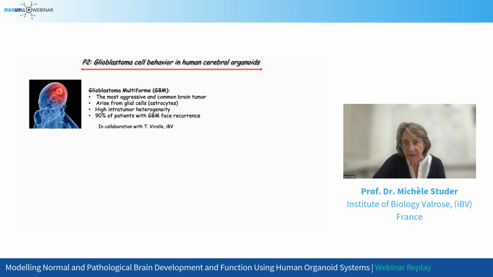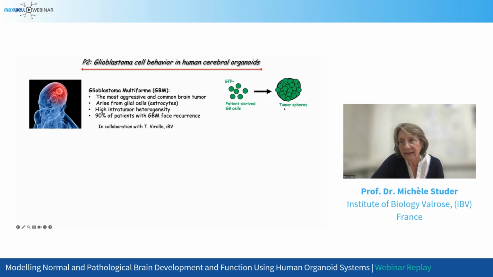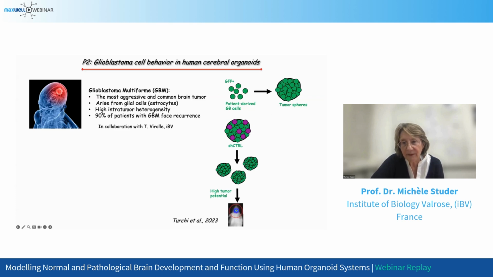This work has been done in collaboration with Thierry Virolle, our colleague at IBV. What he showed before is that, in collaboration with clinicians, he took some patient-derived glioblastoma cells, added GFP, produced some tumor spheres, and transplanted these tumor spheres into mice, and saw that they were developing big and aggressive tumors. Molecularly, this tumor sphere is very heterogeneous.